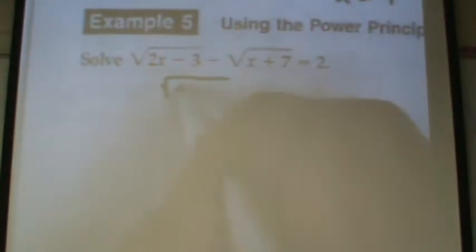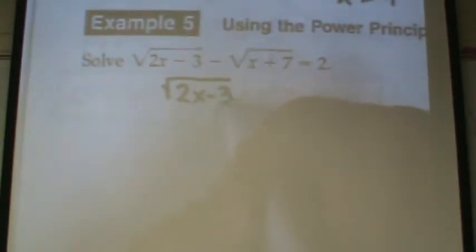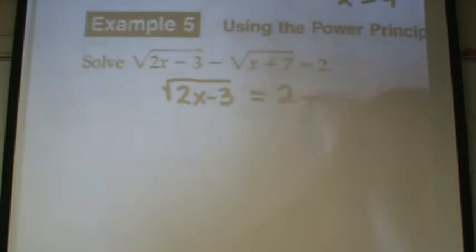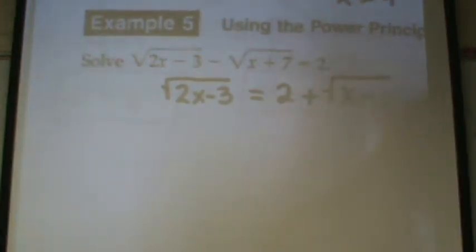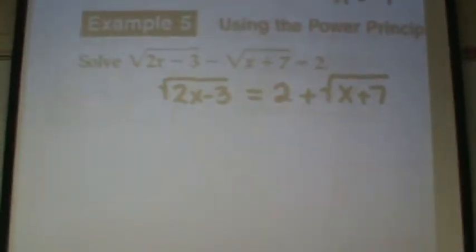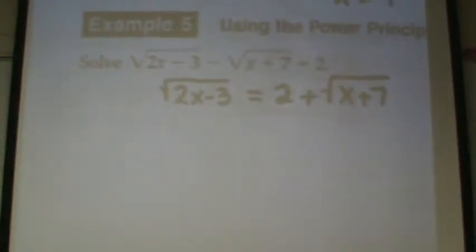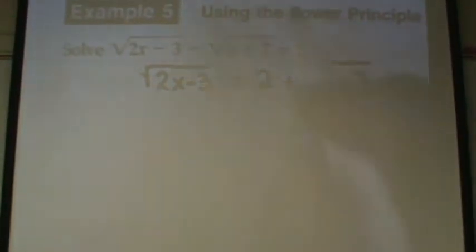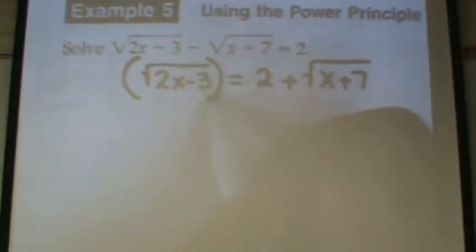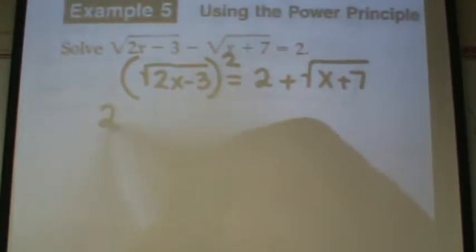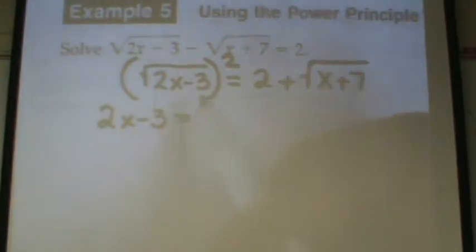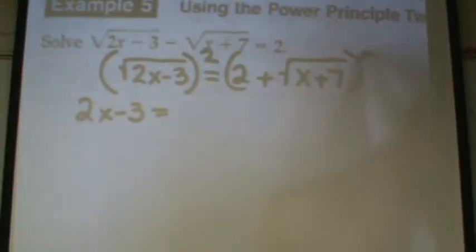So if we separate them, I get 2 plus the square root of x plus 7, right? Now you guys know we have to square both sides. The left side is a piece of cake, 2x minus 3. It's the right side that's going to give us some trouble, how to square that.